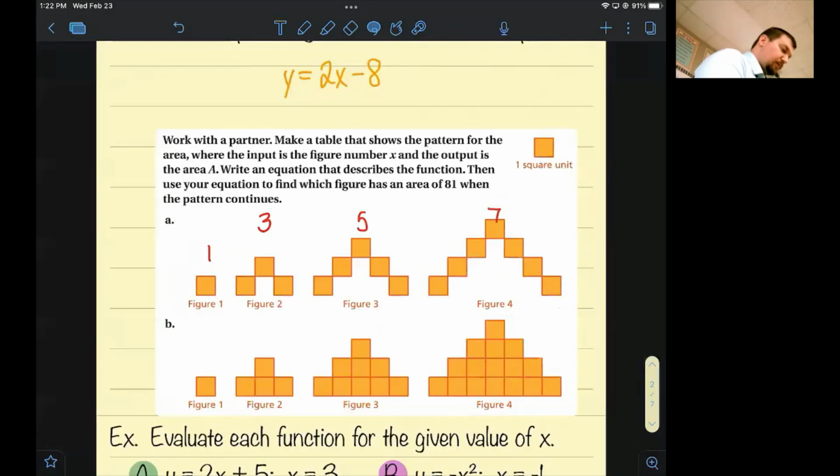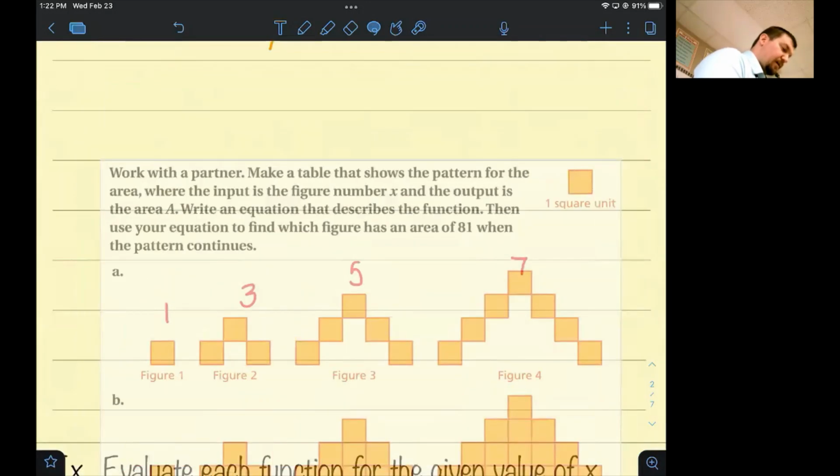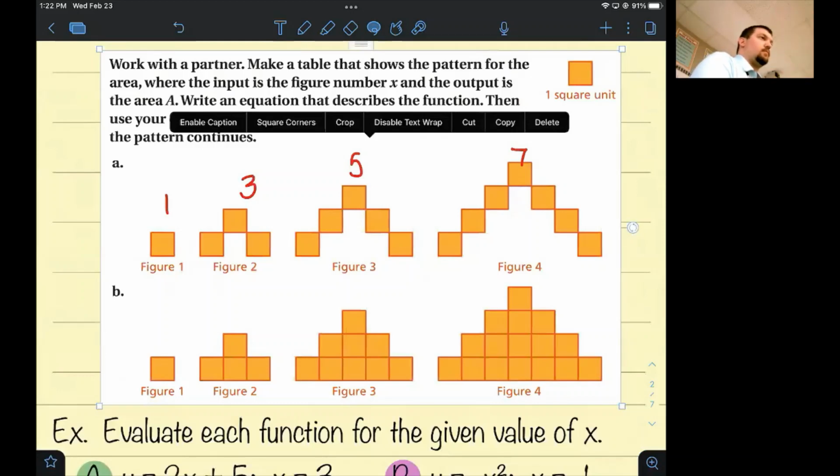Whoa, stop doing that. 3 there, 5 there. Why do I bother?